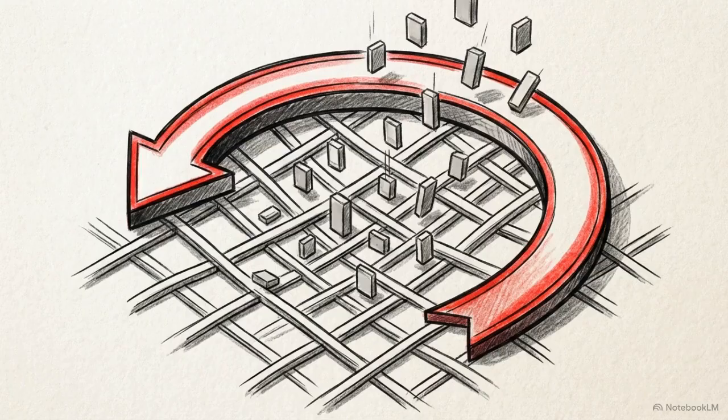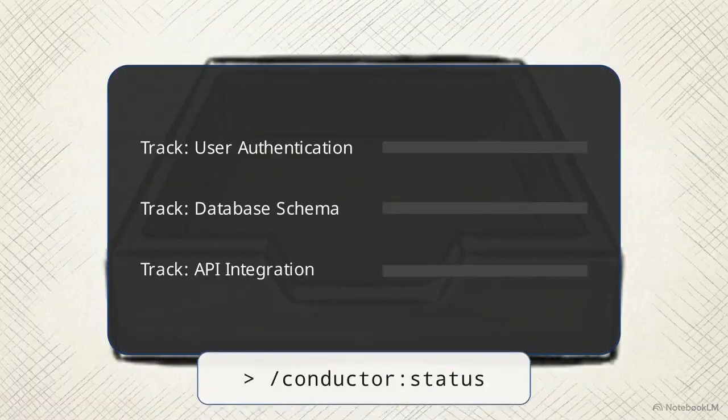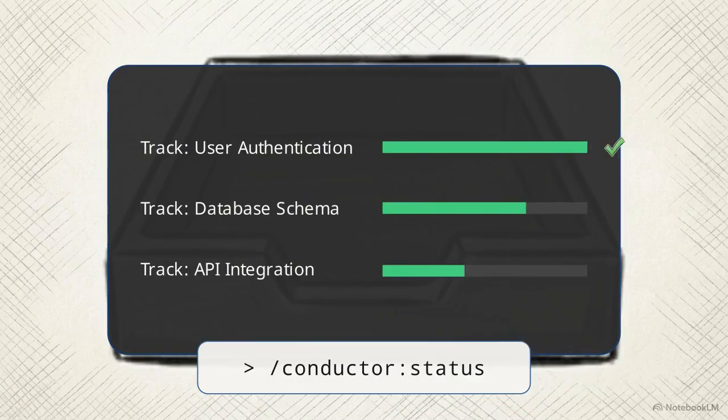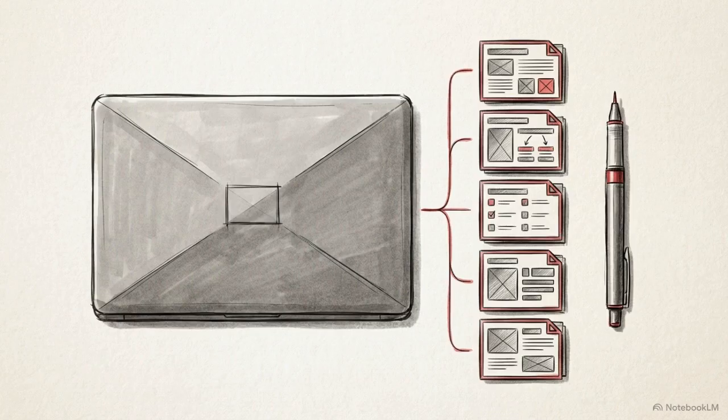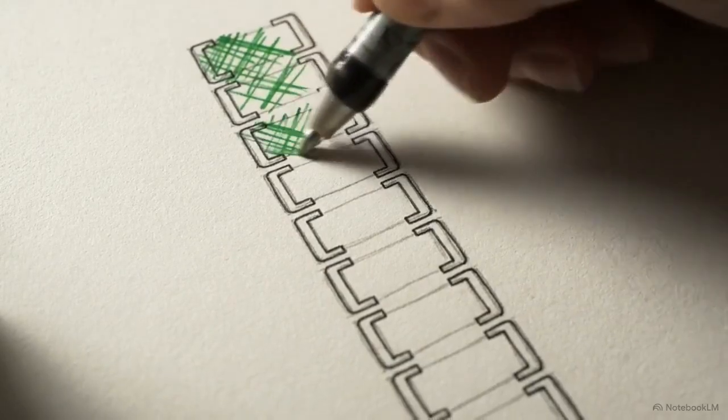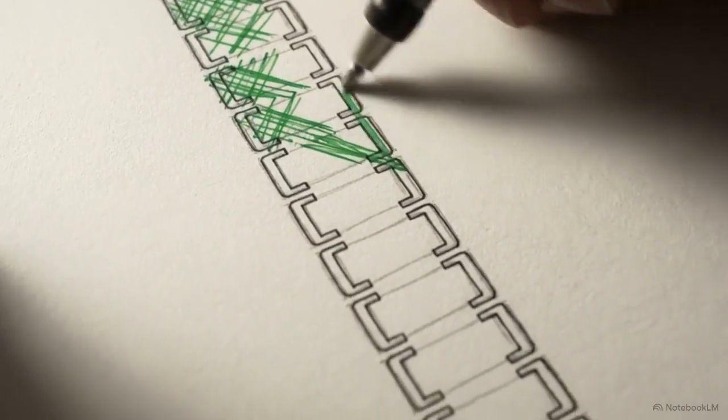If the output is incorrect, the /conductor revert command provides a Git-based safety net, allowing you to instantly undo a specific track. To see a high-level overview of all pending and completed features, use the /conductor status command. Because this state is saved in your local directory, you can close your machine and resume work later without losing any project context.